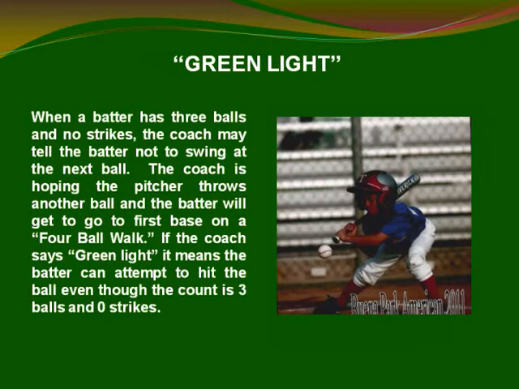When a batter has 3 balls and no strikes, the coach may tell the batter not to swing at the next ball. The coach is hoping the pitcher throws another ball and the batter will get to go to first base on a 4-ball walk. If the coach says "green light," it means the batter can attempt to hit the ball even though the count is 3 balls and 0 strikes.